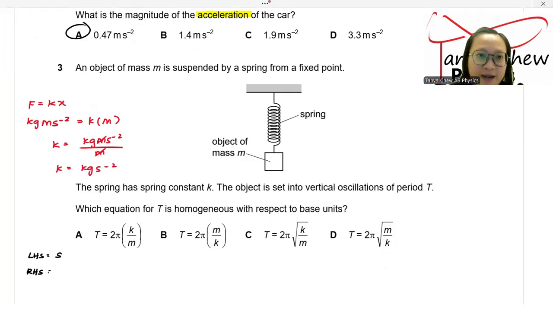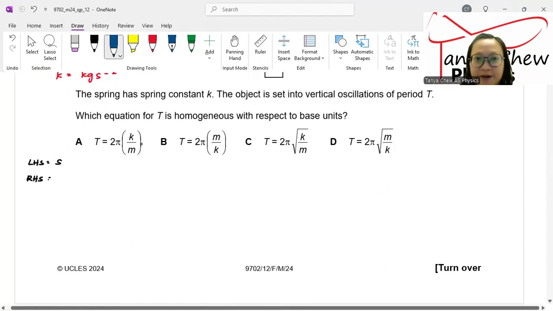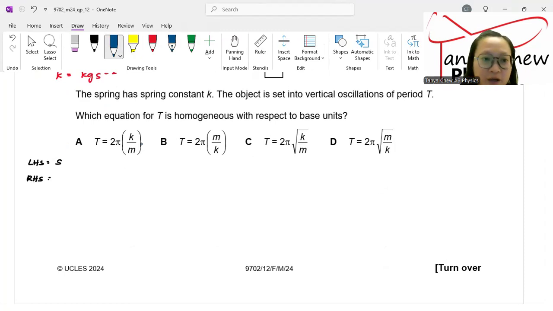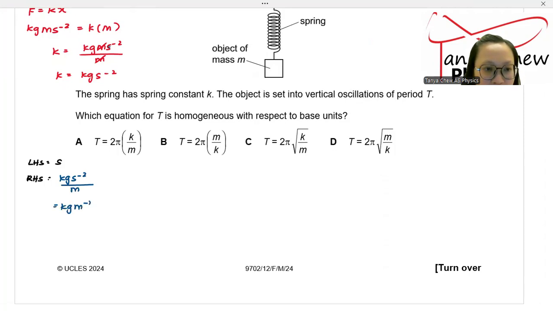So right hand side, I have to sub it in. I'm going to use the blue color for the right hand side, and the left hand side, I'm going to use black color so that you can identify easily. Right hand side, it is K, which is kilogram per second square divided by meter. I got kilogram per meter per second square. So A is not your answer because left hand side is only a second. It is not equal to the base units on the right hand side. So A cannot be the answer.